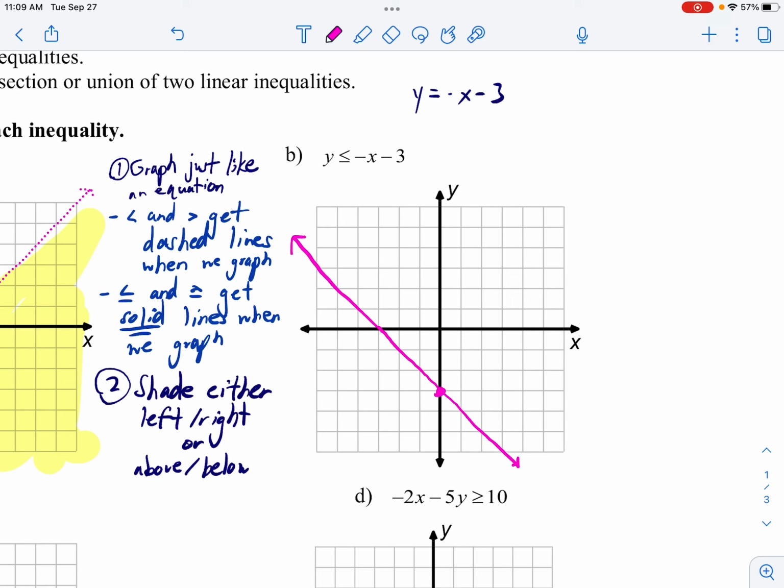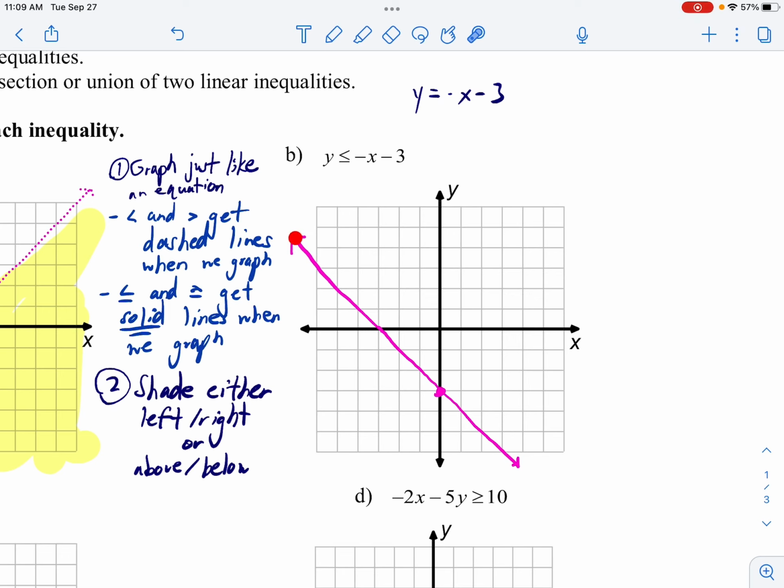Okay, that's my slope. All right. And we want y to be less than or equal to negative x minus 3. Okay? We want y to be less than or equal to negative x minus 3.